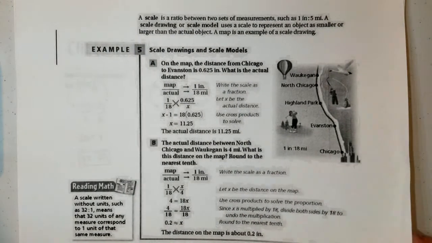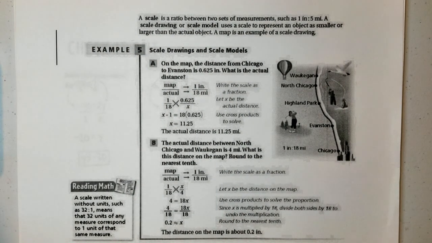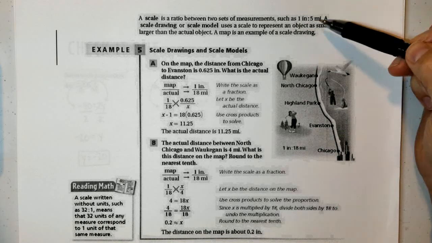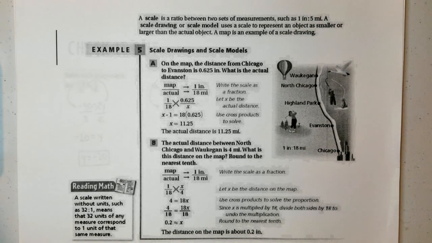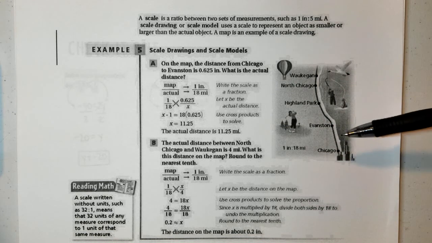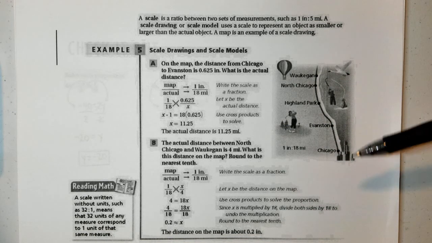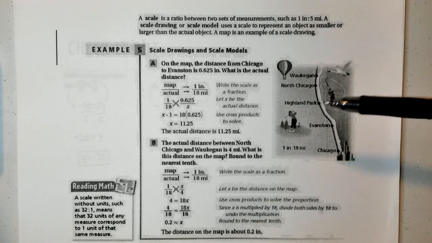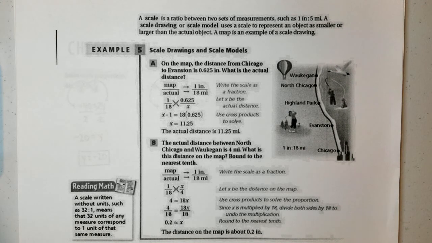All right, example 5. We're going to deal with some scales. So a scale is a ratio between two sets of measurements, such as 1 inch to 5 miles. A scale drawing or scale model uses a scale to represent an object as smaller or larger than the actual object. A map is an example of a scale drawing. So when you deal with maps, maps are really, really small compared to the land that they're representing. So 1 inch here represents 18 miles.